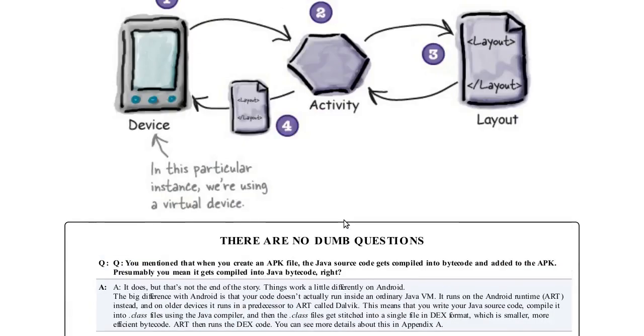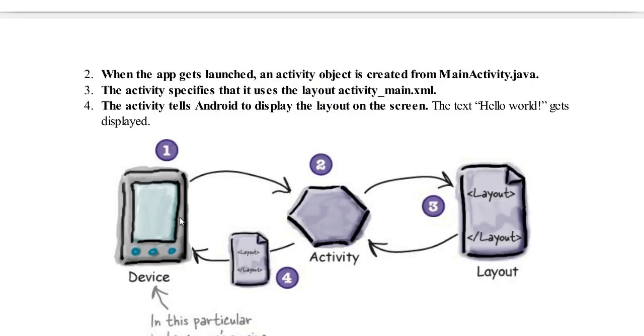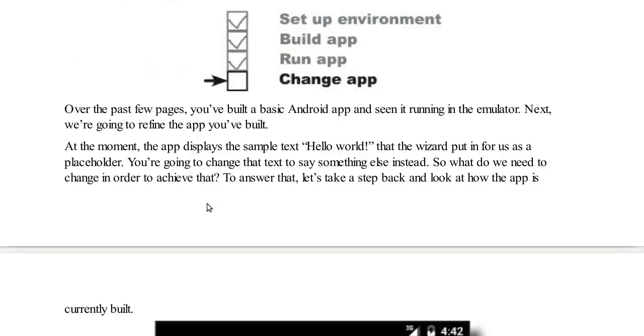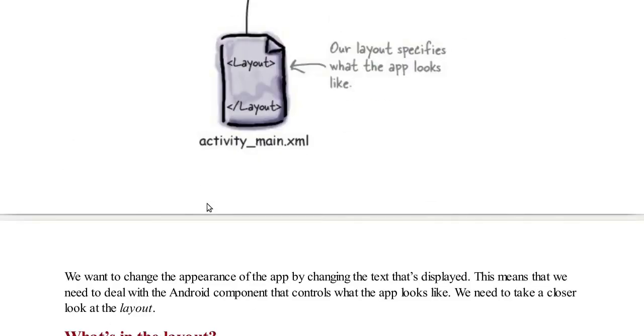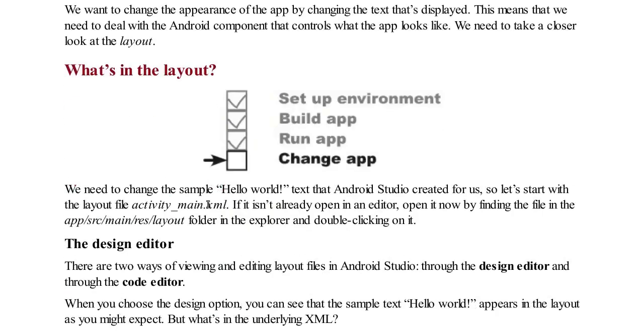What happens behind the scenes? The device on which we have the Android operating system calls the activity.java file. Then the activity calls the layout. Then the layout returns to the activity, and then the activity returns to the device. So that is the first project, where we created a simple login hello world page.